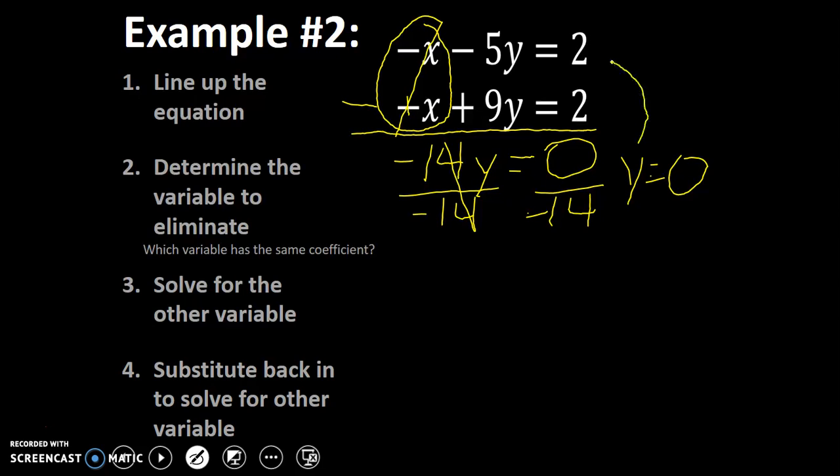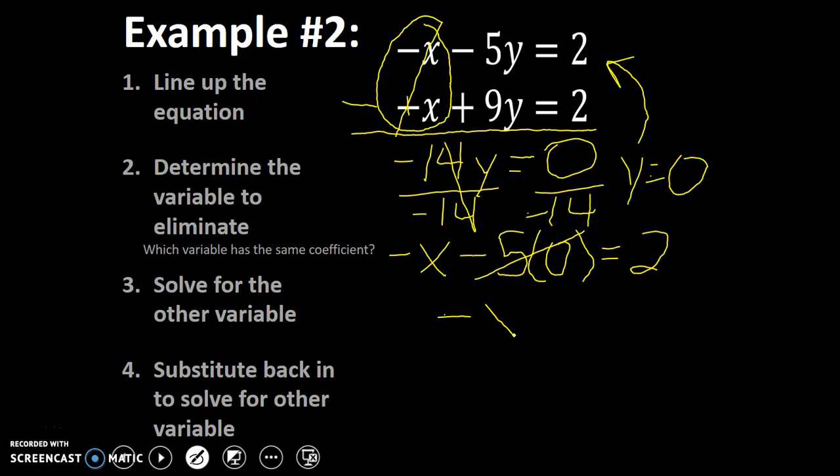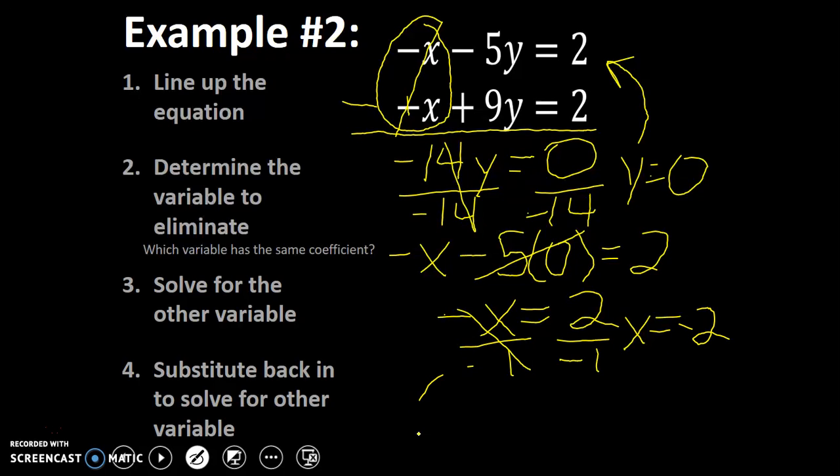I'm going to take that and plug it back into my top equation here. Like I said before, it doesn't really matter; I just like using the first equation sometimes. So I get negative x minus 5, and every time I see a y, I plug in a 0, equals 2. Negative 5 times 0 is just 0. So I get negative x equals 2. Divide by negative 1. I get x equals negative 2. Then my final step is to write it as an ordered pair: (negative 2, 0). x then y.